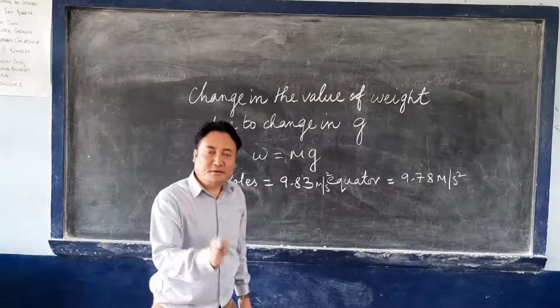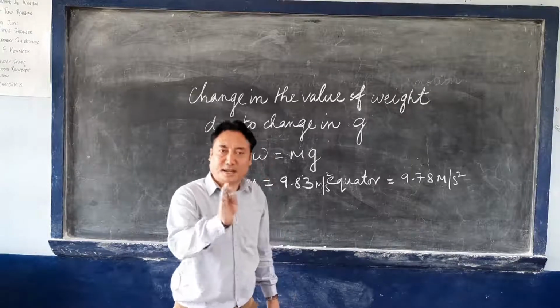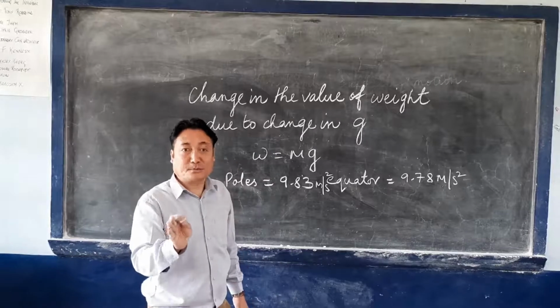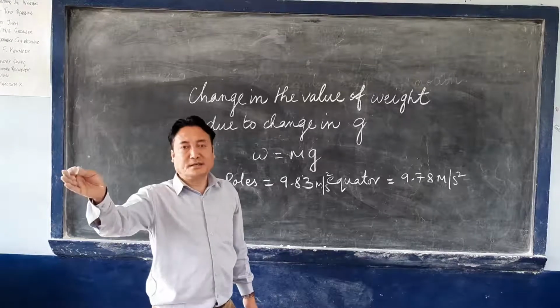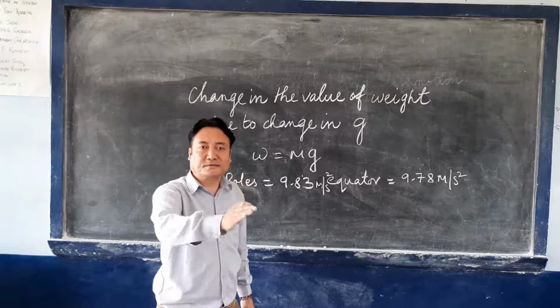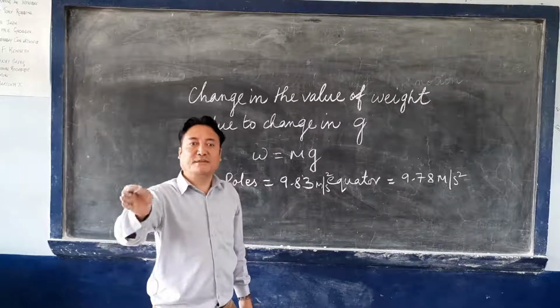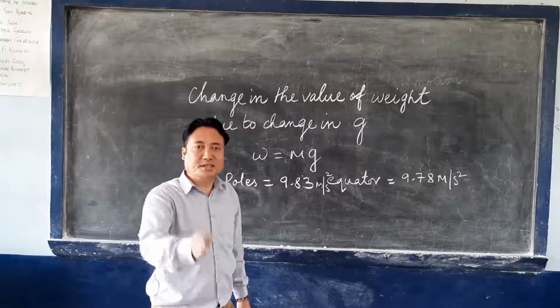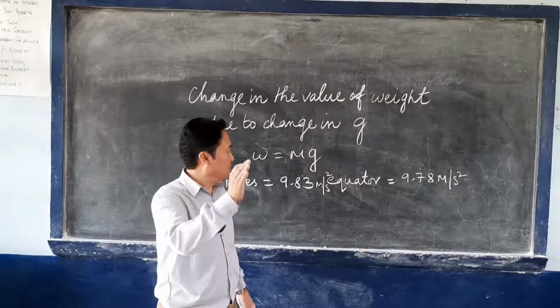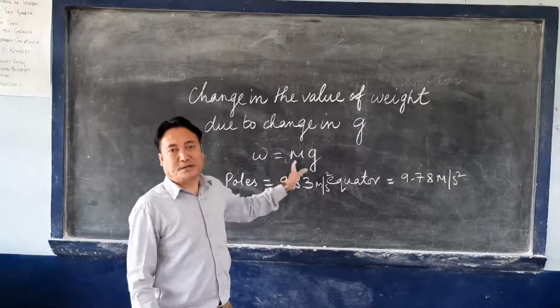Though the value of acceleration due to gravity is constant, 9.8 meter per second square, when a body is taken to any place on the Earth's surface, the value of acceleration due to gravity varies, it changes. So a change in the acceleration due to gravity will bring a change in the weight of the body.